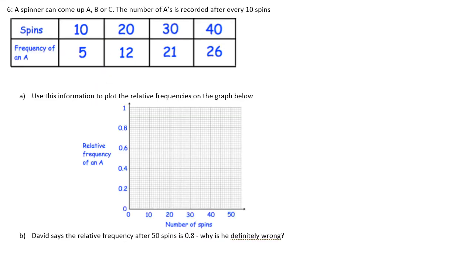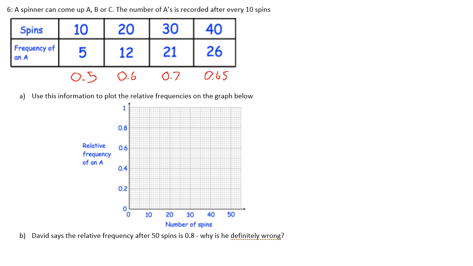Okay, another thing you can do with relative frequencies is plot graphs of them. Again, have a go first. So the first thing I'm going to do is fill in the relative frequencies here. And in each case, all I'm doing is dividing the amount of A's by the number of spins. 5 over 10 gives me 0.5, 12 over 20 gives me 0.6, etc.